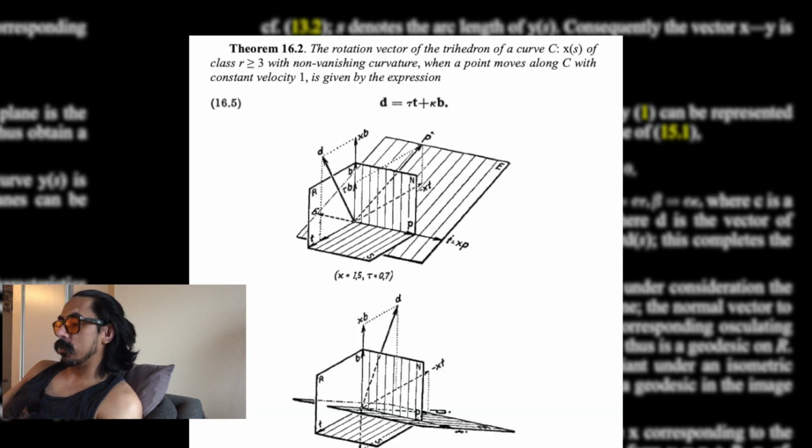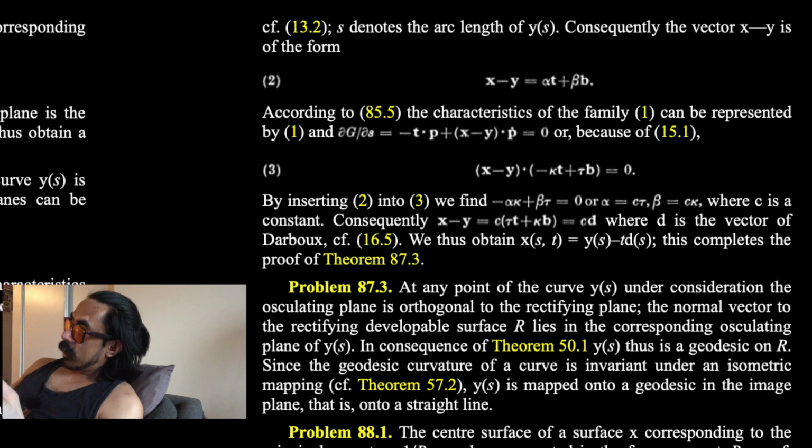Okay, here we are. This is from section 16, the vector of Darboux, d equals tau times t, tangent vector, plus kappa times b, binormal vector. Here we are, section 87. Okay, we thus obtain vector x in terms of s and t is equal to vector y of s plus t times vector Darboux d of s. This completes the proof of theorem 87.3.